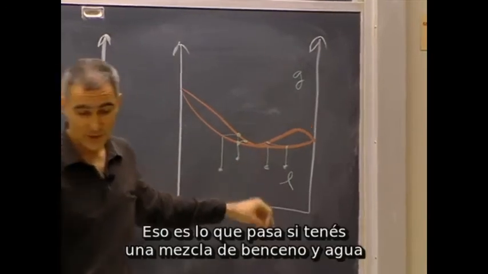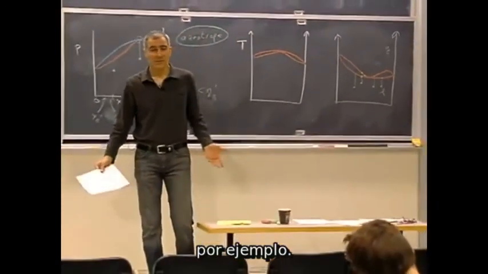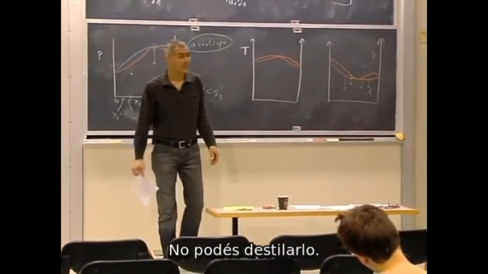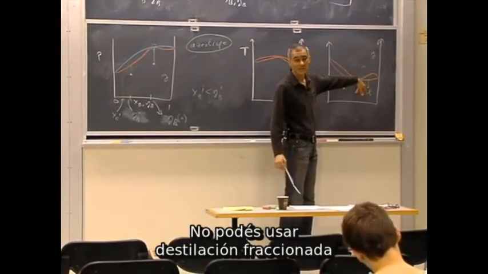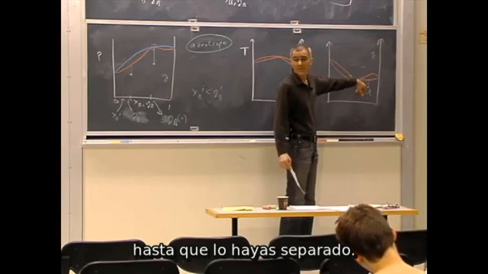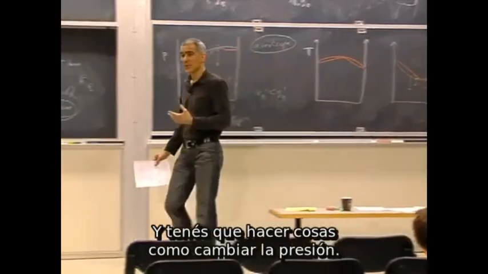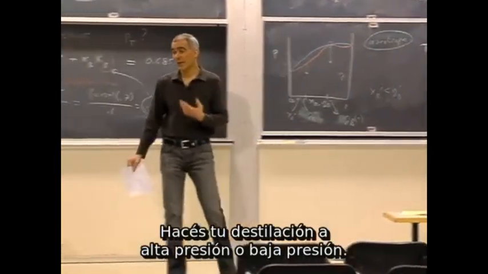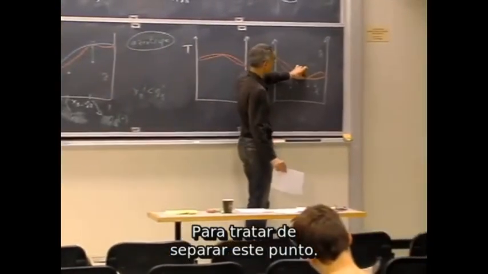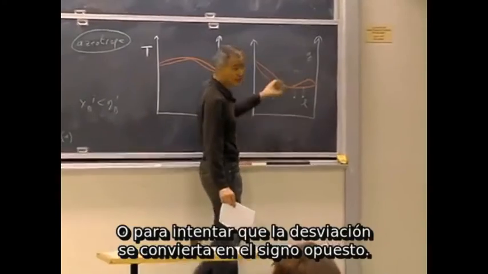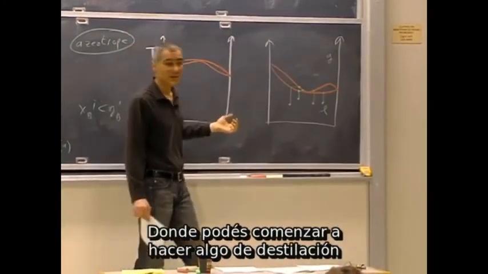That's what happens if you have a mixture of benzene and water, for instance. Right? You can't distill it. You work your way down to this point here. You can't use fractional distillation to separate them out. So this is a real-life problem. And you have to do things like change the pressure, go do your distillation under high pressure or low pressure to try to get this point to separate out so you can get past this point, or to try to get the deviation to become of the opposite sign, where you can start to do some distillation.